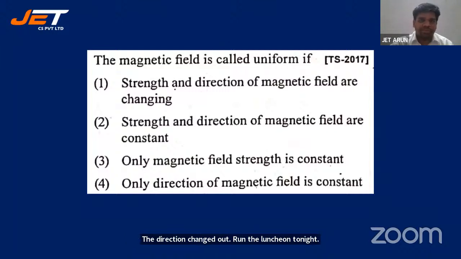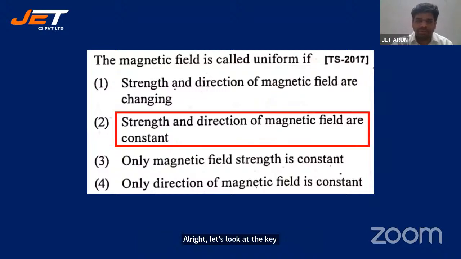All right, let's look at the key. Strength and direction of magnetic field are constant. Only then you call magnetic field to be uniform. Not just magnetic field, any field, for it to be uniform, your strength and direction has to be the same. So 2 is absolutely right, students. But there are students who have given me 1 as well. 1 is wrong, students. Please correct yourself. All right, let's go for the next one.